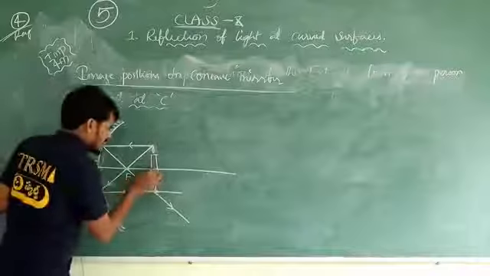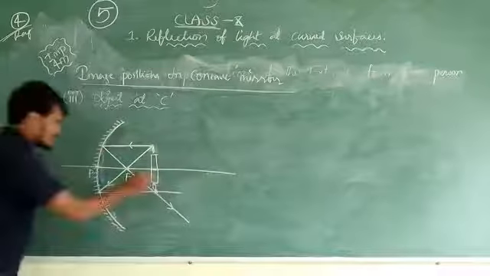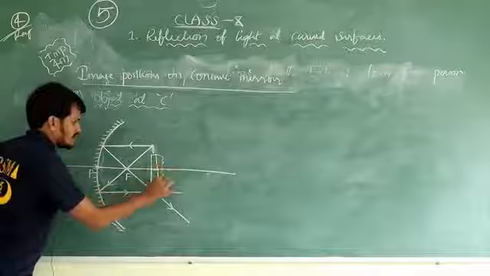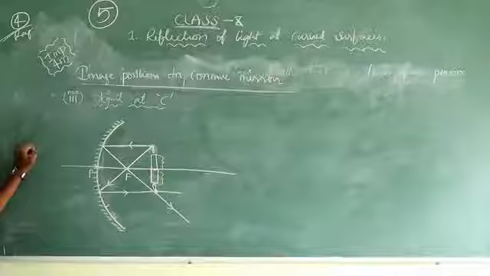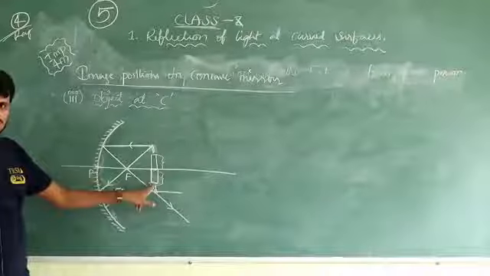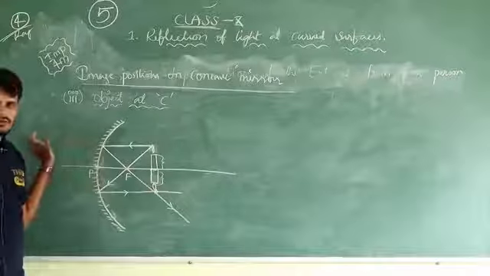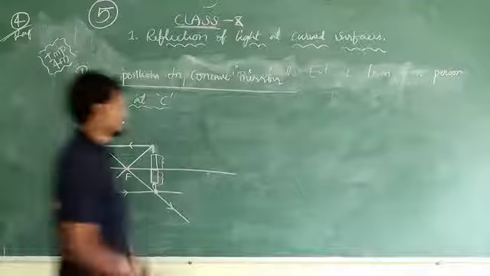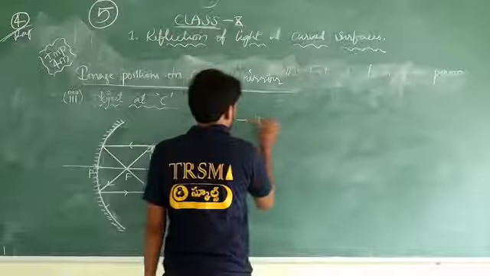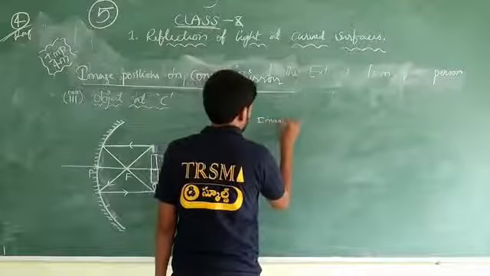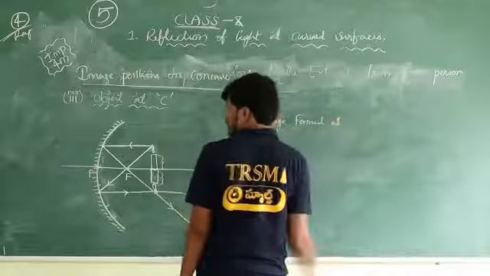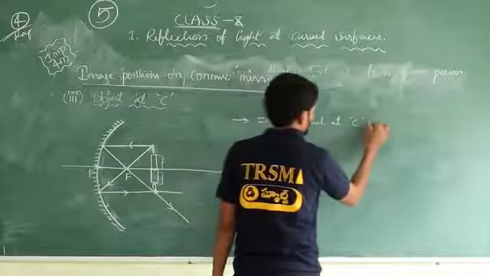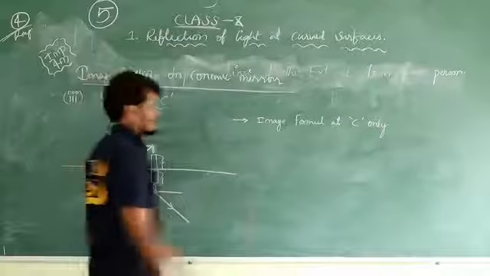Now tell me, what is the size of this object? The size is also the same. Object size and image size are the same, but it is a real image. Why real image? Already you are seeing it's inverted and forming in front of the concave mirror, and that's why it's a real image. Now write: image formed at C only, placed at C and formed also at C only.